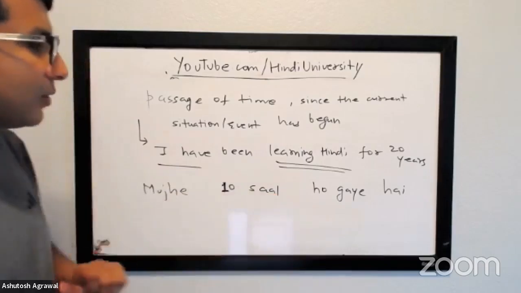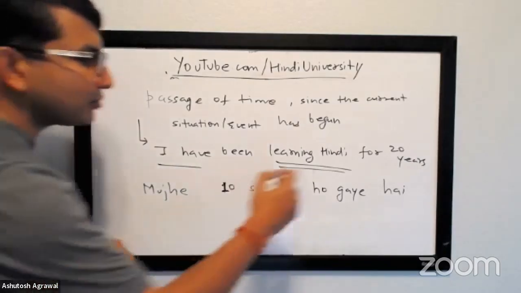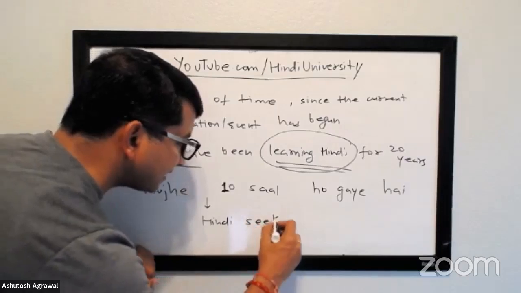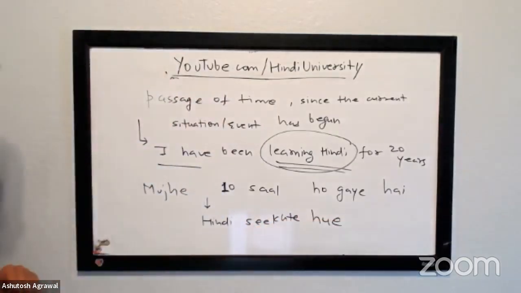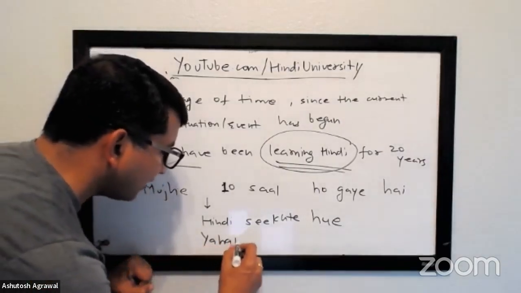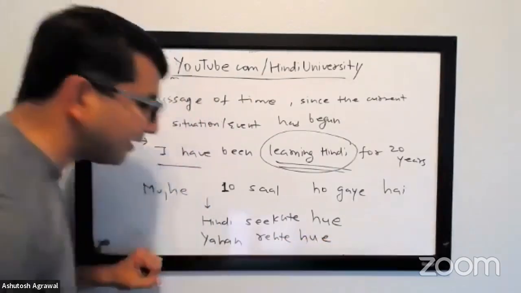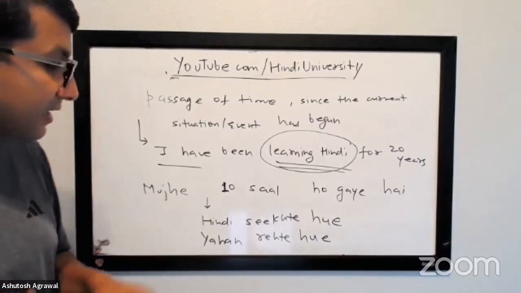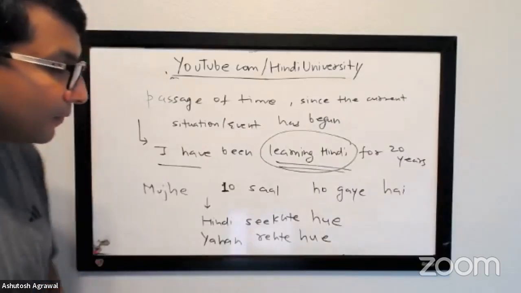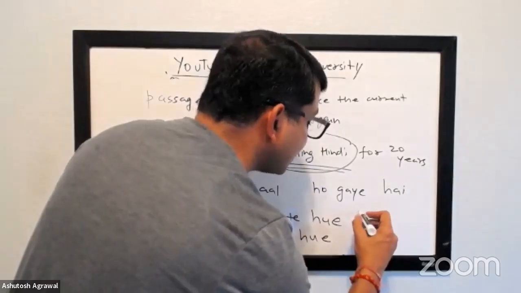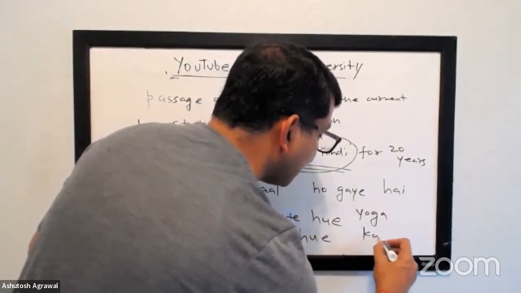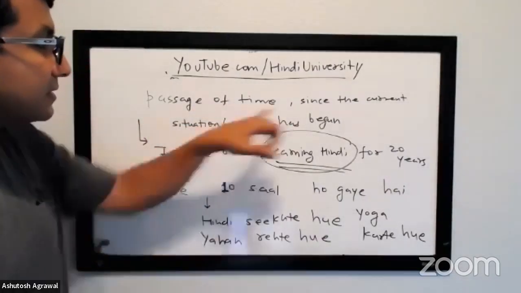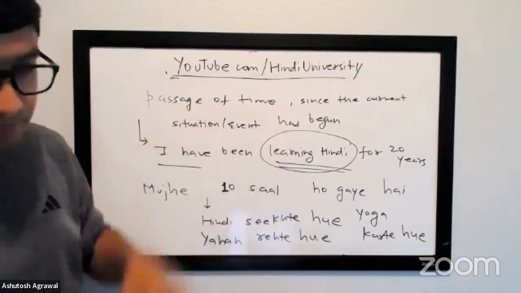Let's say your base sentence is मुझे 10 साल हो गए हैं. Now you want to say, using an adverb, मुझे हिंदी सीखते हुए 10 साल हो गए हैं. And मुझे यहाँ रहते हुए, रहना is to stay, रहते हुए. I've been living here for the past, let's say, 20 years. It's been 20 years since I've been living here. मुझे यहाँ रहते हुए. And let's say मुझे जिम जाते हुए, और मुझे योगा करते हुए, और योगा करते करते 10 साल हो गए हैं. So, passage of time since this current situation or practice or activity has begun.